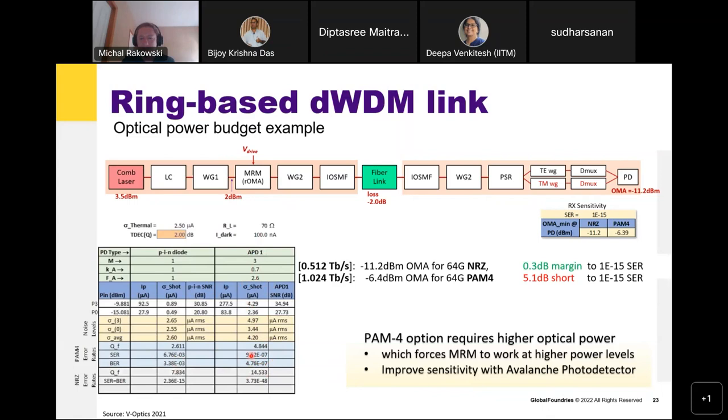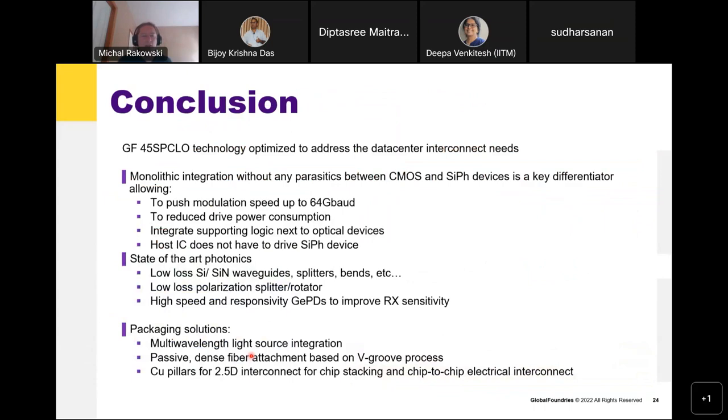Okay, so maybe one final slide, the conclusion. At Global Foundries, the development of this 45 technology has, in the back of our mind, a primary application of the data center connection and the transceiver. So a lot of devices are developed looking into this application space. This is actually the primary use of it. But of course, there are several different technology flavors, depending on the different applications which can be included and considered.